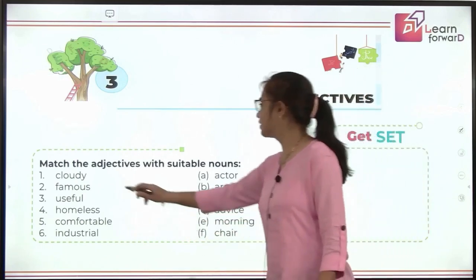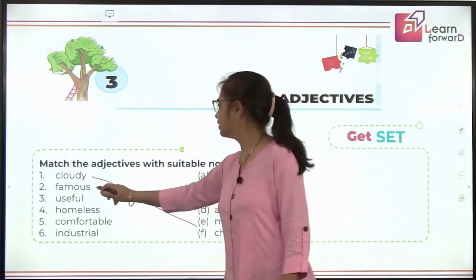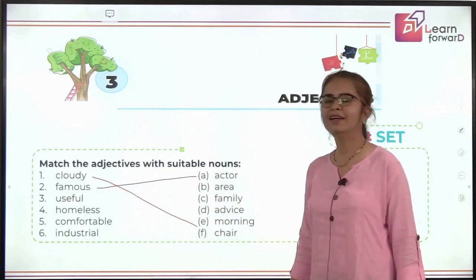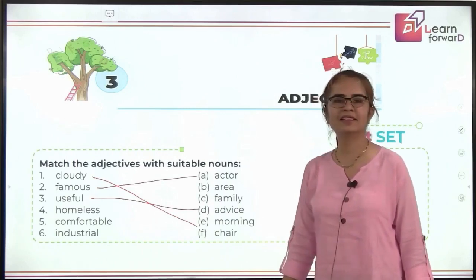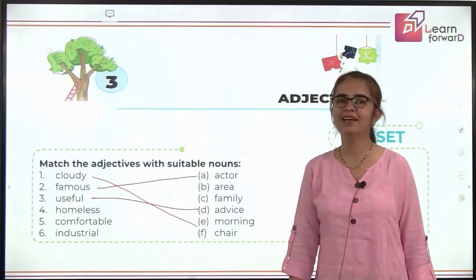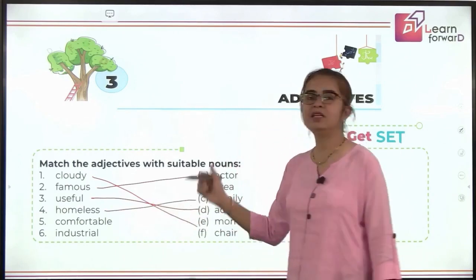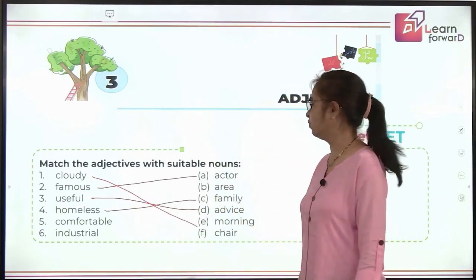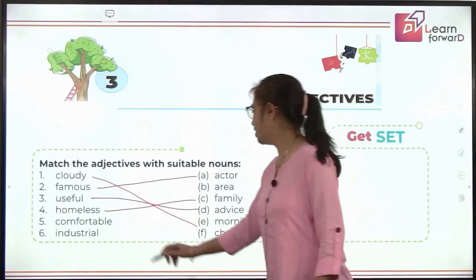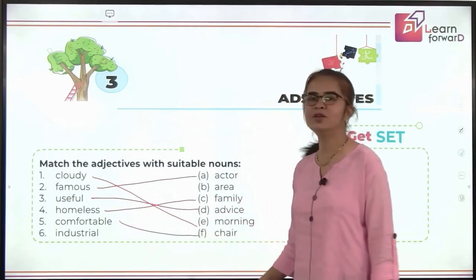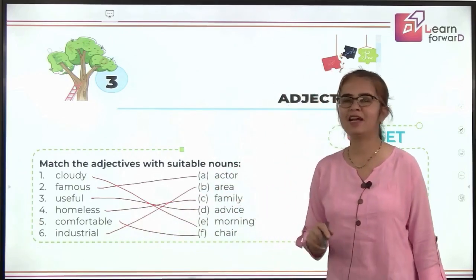Okay, yes. Cloudy morning, that's perfect. Famous actor, good. Useful advice, very nice. You are going perfect. Homeless, oh, you got stuck here. Homeless family. That means a family that has no shelter to live. Okay, then coming to next is comfortable chair, perfect. And industrial area, and you go perfect in that matching.